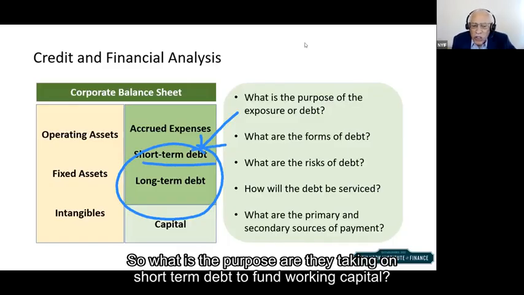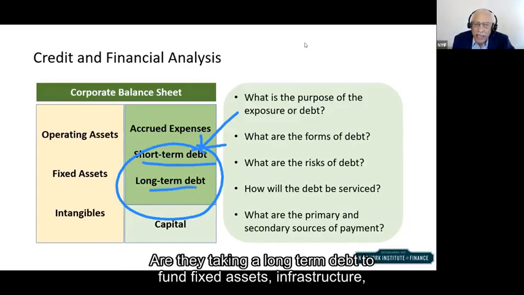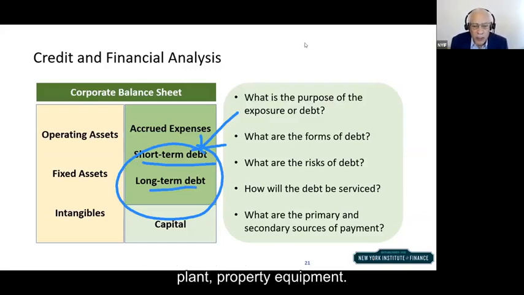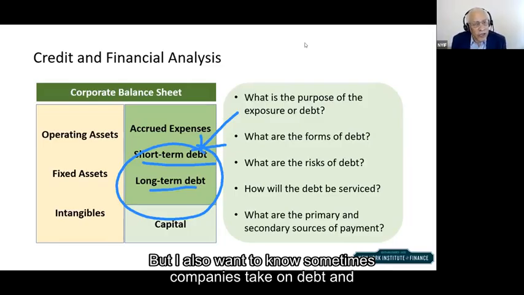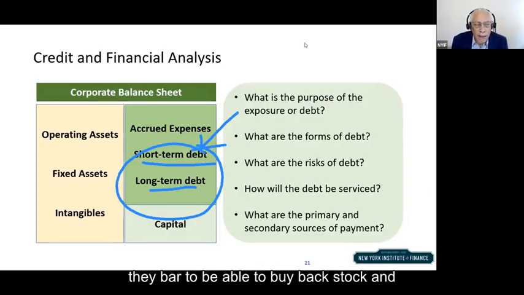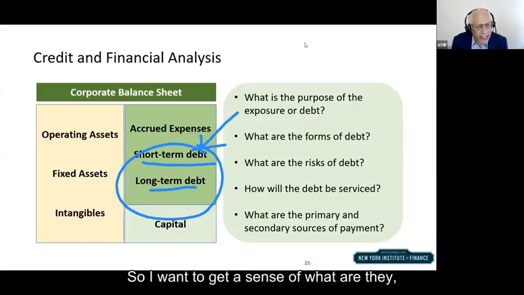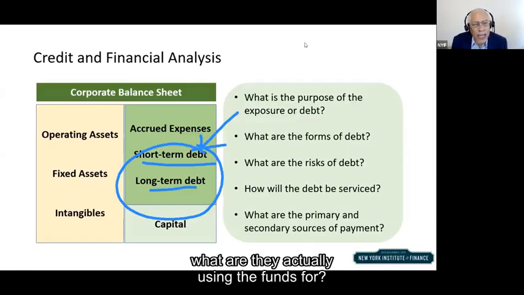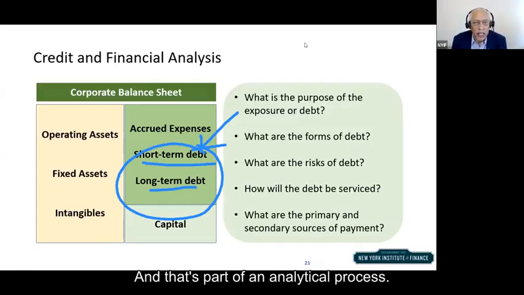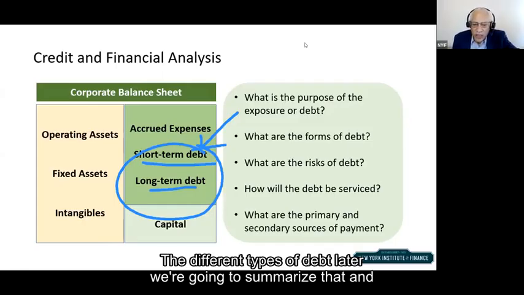Are they taking on short-term debt to fund working capital? Are they taking the long-term debt to fund fixed assets, infrastructure, plant, property, and equipment? But I also want to know, sometimes companies take on debt and they borrow to be able to buy back stock and pay dividends, to expand in foreign countries. So I want to get a sense of what they are actually using the funds for. And that's part of the analytical process. The different types of debt, later we're going to summarize that.